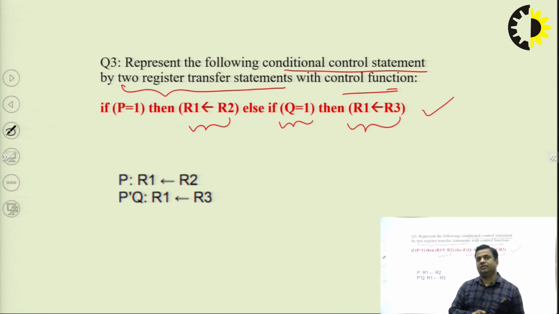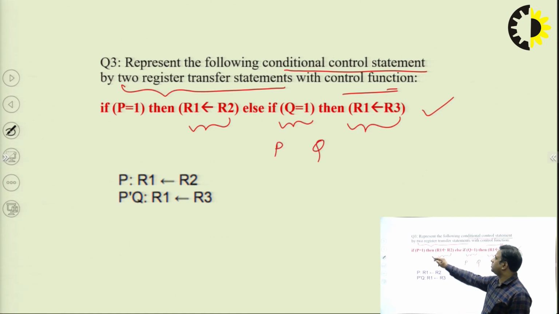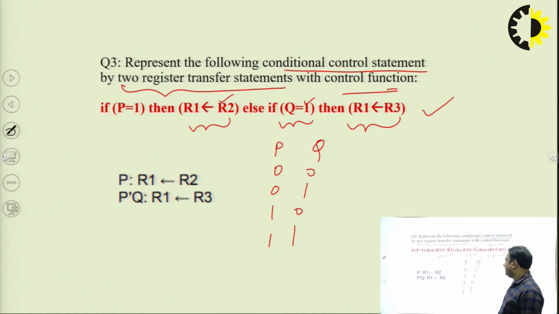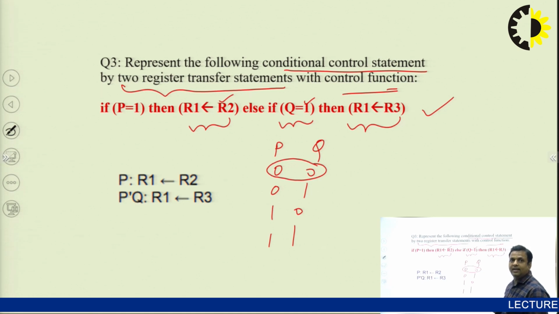So how can I write this? What are the possibilities of P and Q? Now we have 2 logic variables, P and Q. If P equals 1, then the first statement should follow. If Q equals 1, then the transfer of R3 to R1 should be executed. So what are the possibilities of P and Q? 0 0, 0 1, 1 0 and 1 1. What we see here is that P equals 0 and Q equals 0 is not a case. At least one of them should be 1.